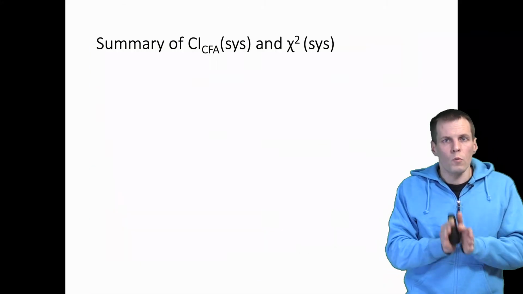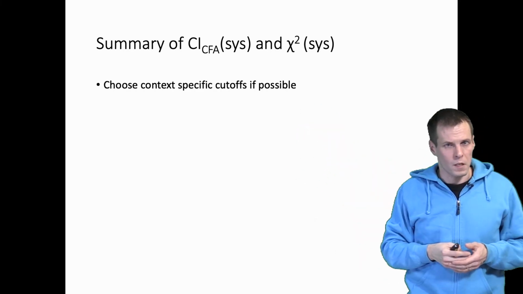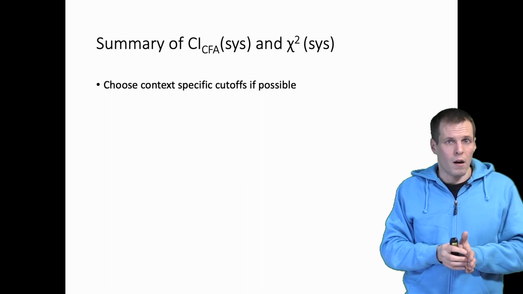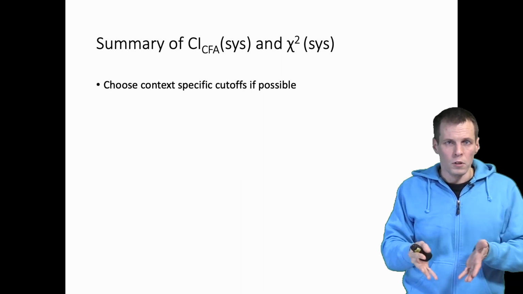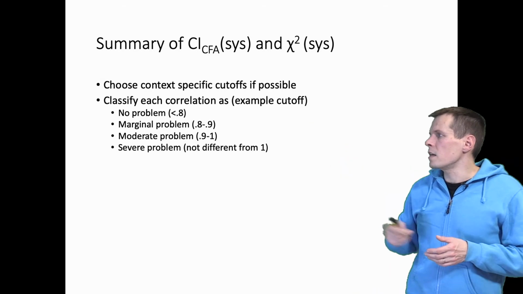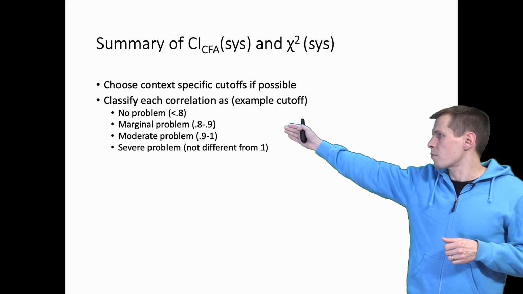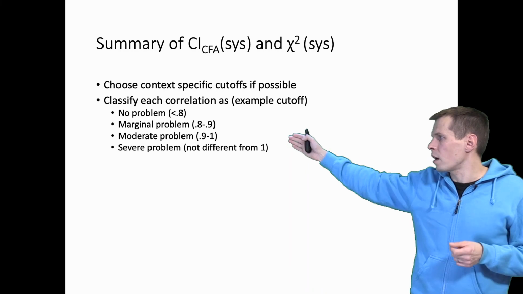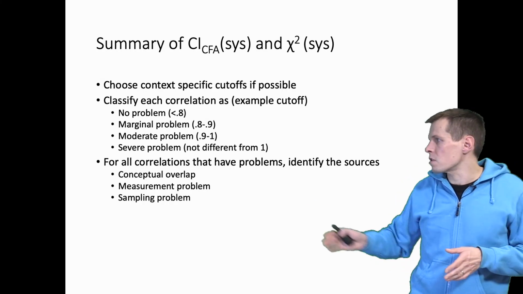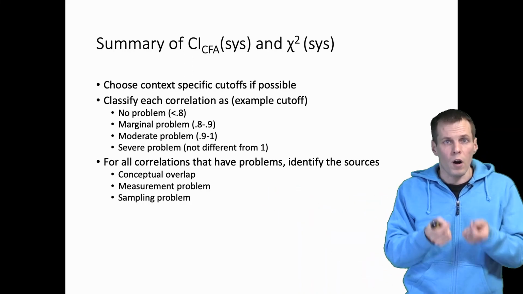So in a summary, these two workflows, how they work: you first start by choosing context-specific cutoffs if possible. The 0.8 and 0.9 cutoffs that we have presented here are not any golden rules that should always be followed, but you can use other cutoffs depending on your context. Then classify each correlation based on the cutoff. Our example uses no problem less than 0.8, marginal problem 0.8 to 0.9, moderate problem 0.9 to 1, severe problem not different from 1. Based on those correlations, identify the sources. Conceptual overlap, measurement problem, and sampling problem are the three possible causes for a high correlation.